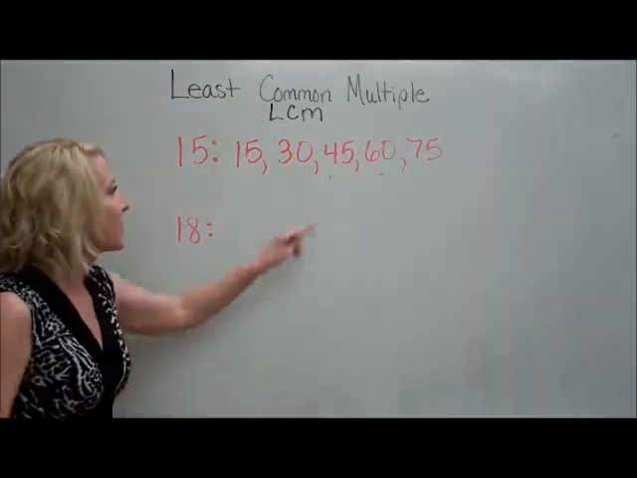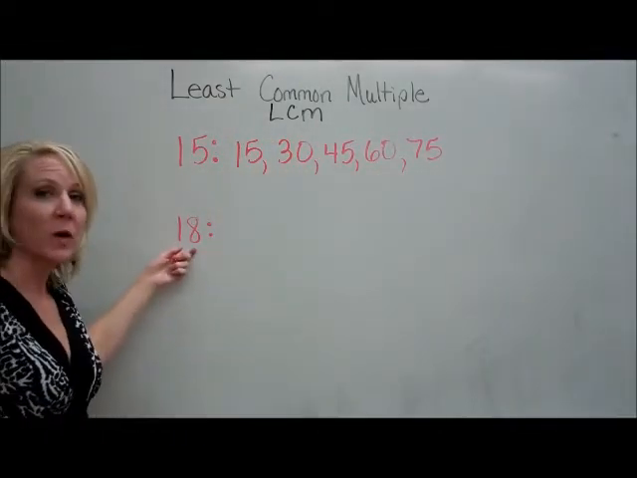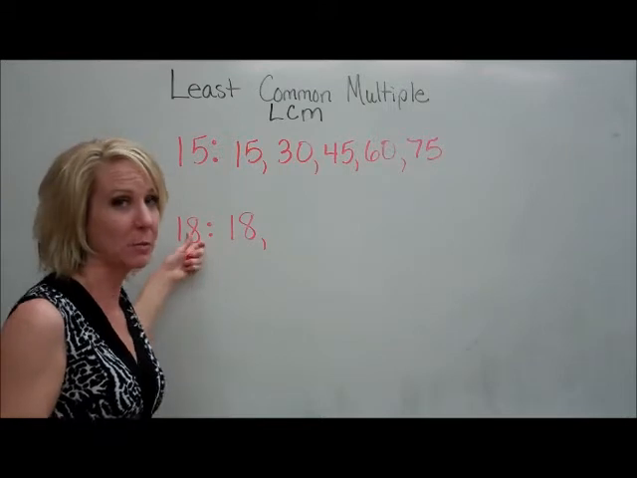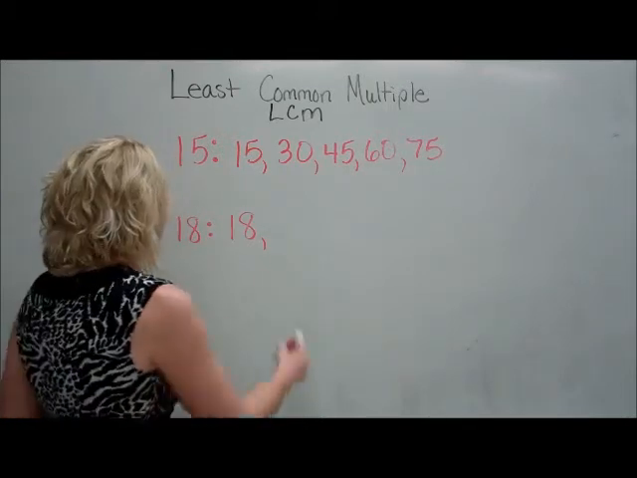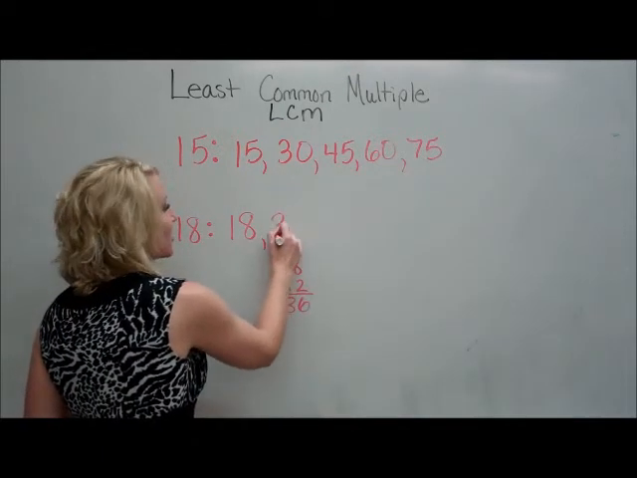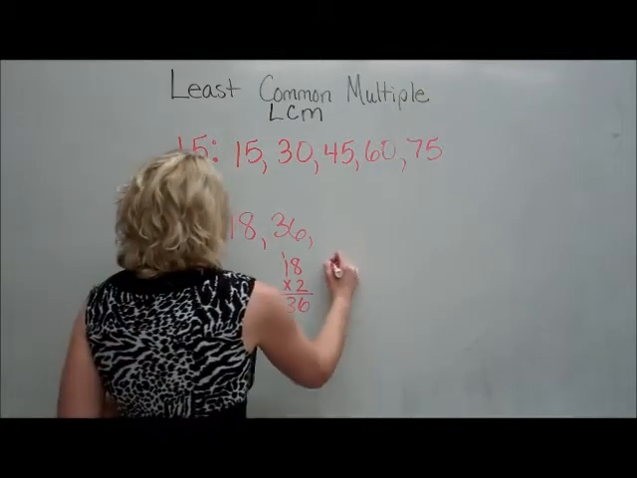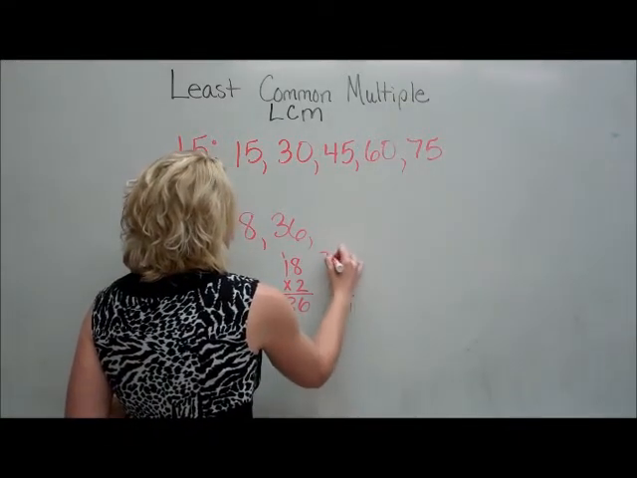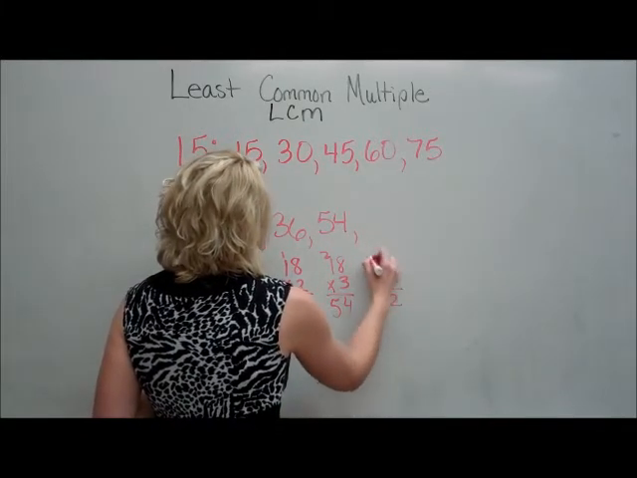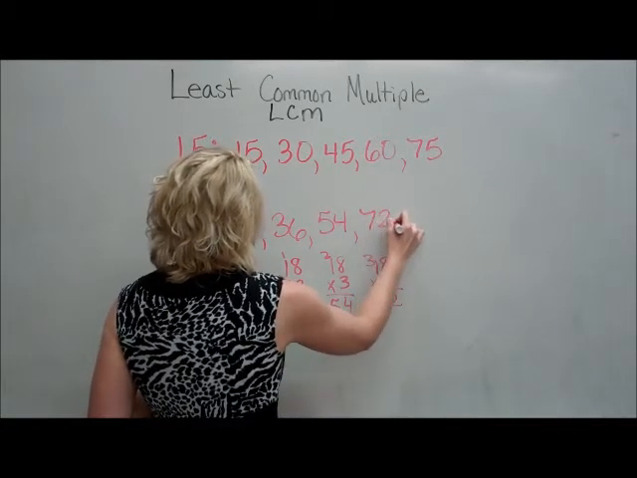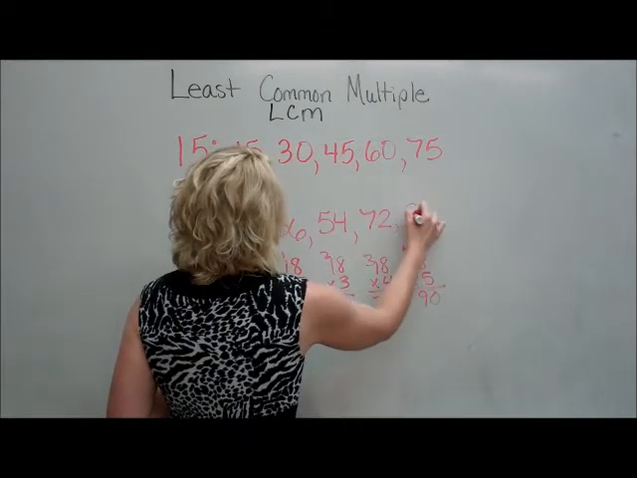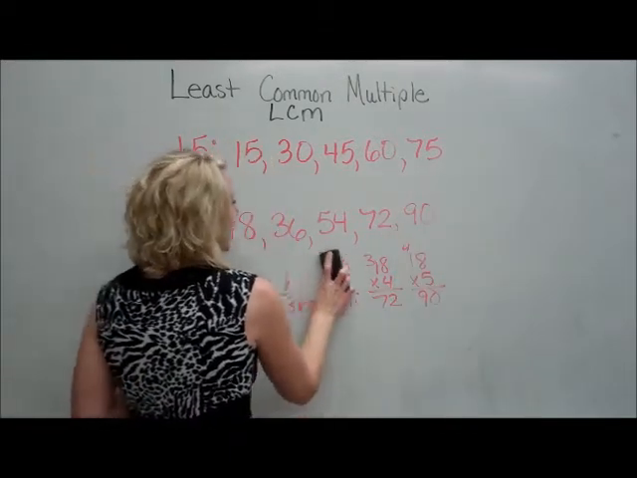Okay, so let's talk about the number 18. 18 times 1 is 18. We are writing down the products of 18 times the counting numbers. That's what multiples are. So then our next number would be 18 times 2. And the answer is 36. 18 times 3, 54. 18 times 4, 72. 18 times 5, 90.